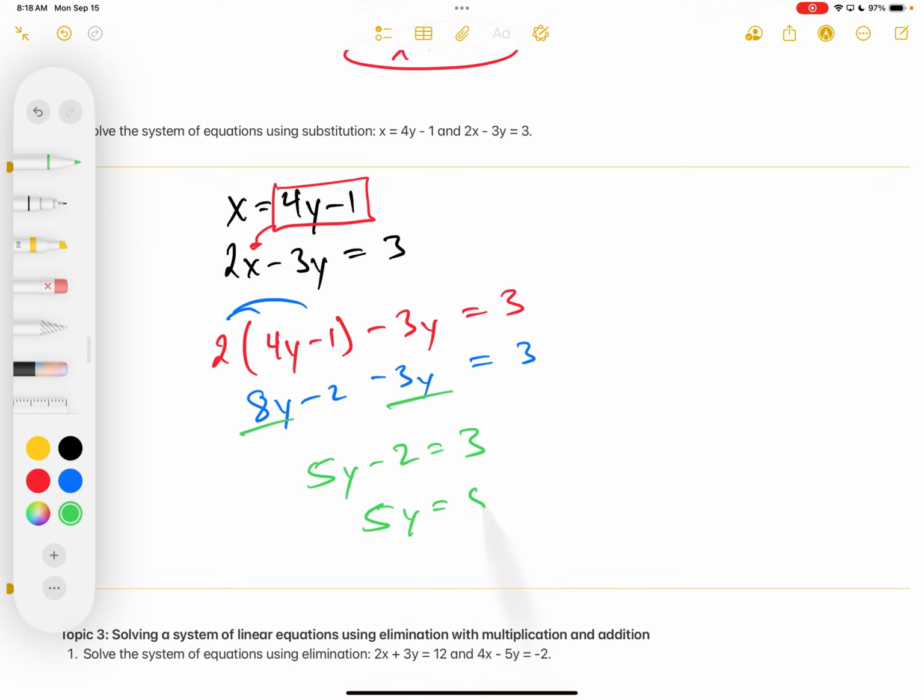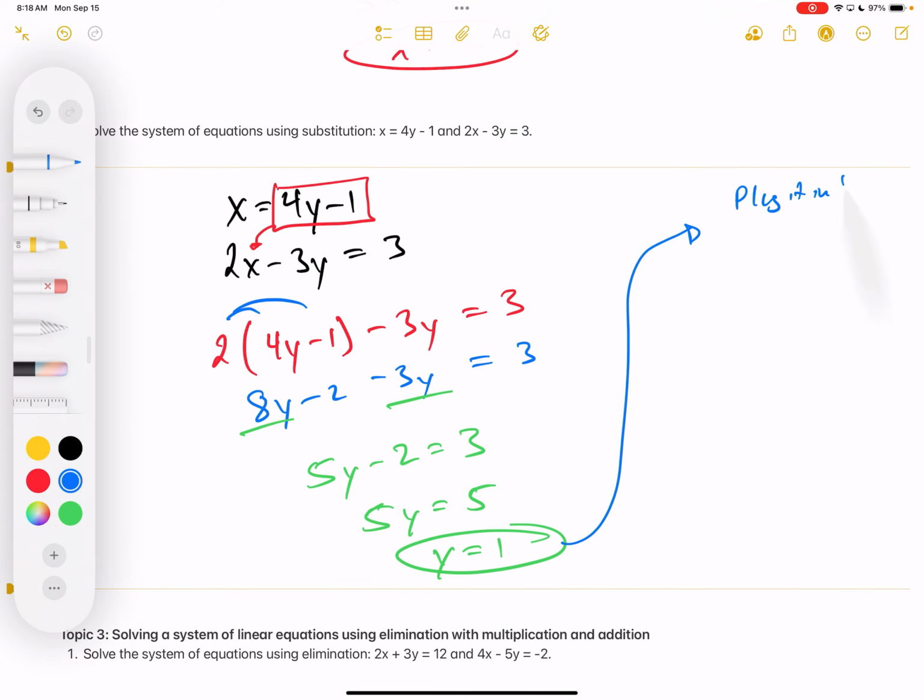So add 2, and we get y equals 1. All right, and again, once you get one answer, take that and plug it in to find the other one. So x equals 4 times 1 minus 1. It does not matter if you plug it into the top or bottom. On the substitution one, it's always easier to plug it into the one that's solved for. But x equals 3. So these intersect at the point 3, 1.